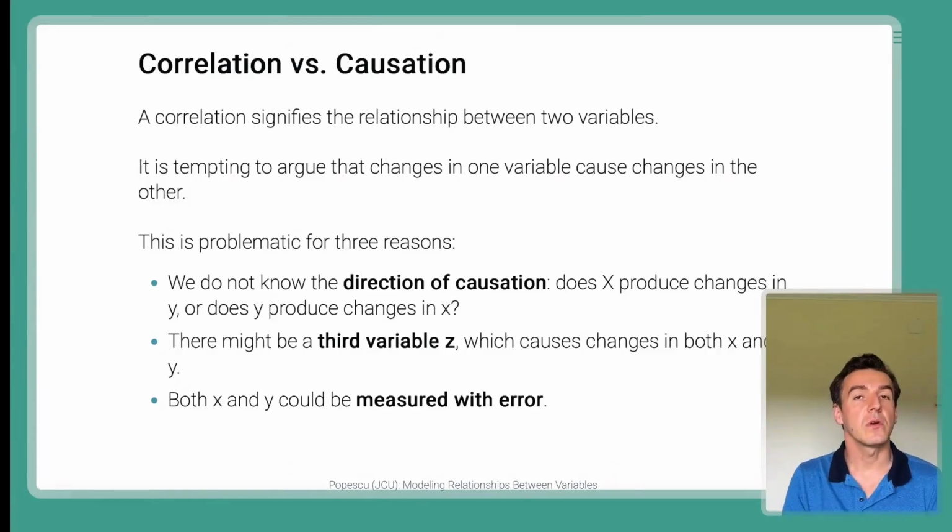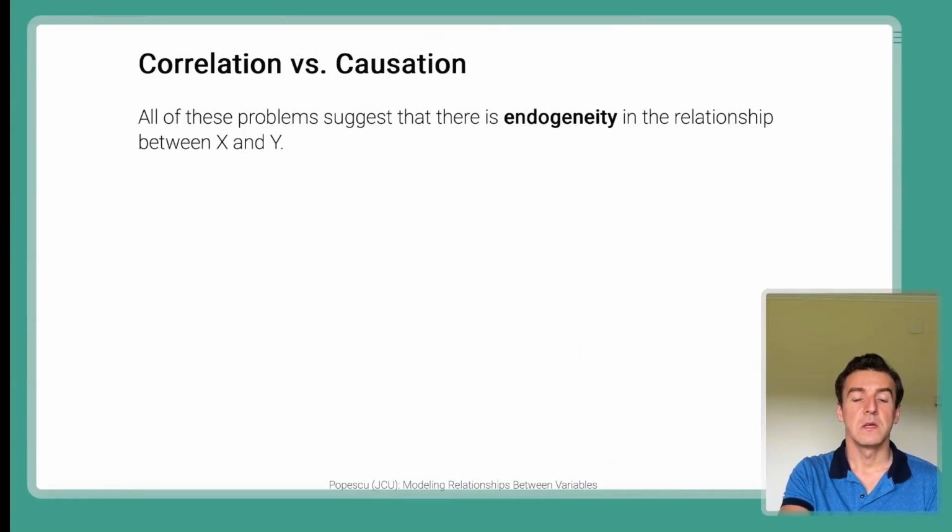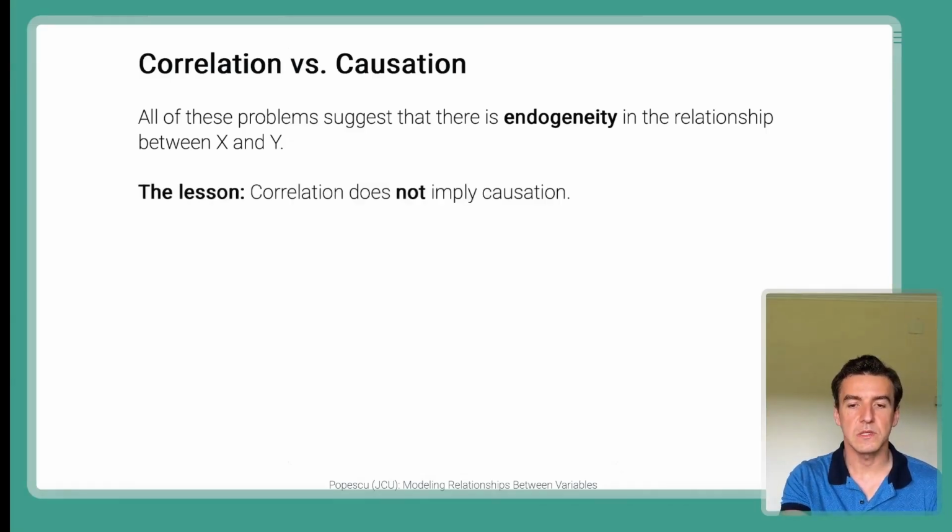There could also be a third variable Z that affects both X and Y, or both X and Y could be measured with error. All these three problems prevent us from making the case that X is causally related to Y. All these three problems suggest that we have what is called endogeneity in the relationship between X and Y. So the big lesson here is that correlation does not imply causation.